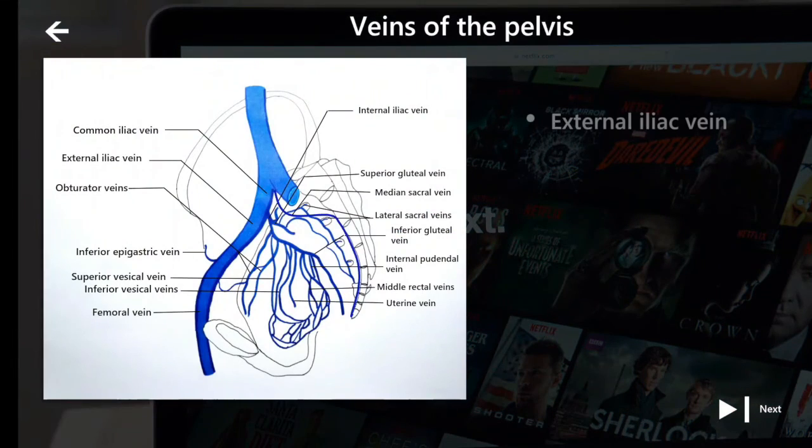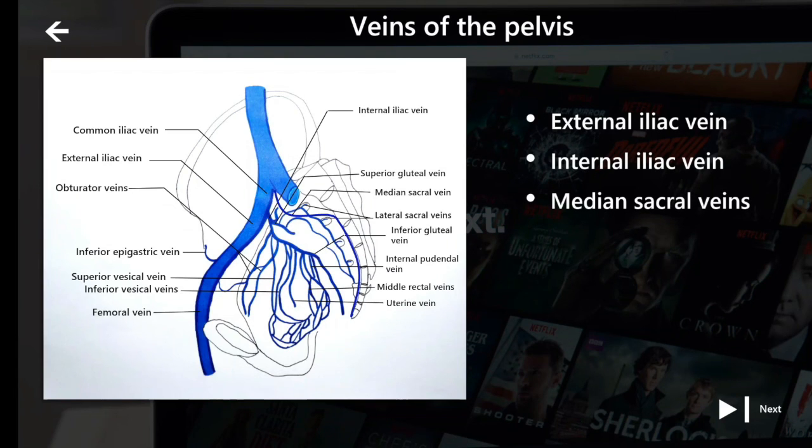Veins of the pelvis: external iliac vein, internal iliac vein, and median sacral vein. The external iliac vein begins behind the inguinal ligament as a continuation of the femoral vein. It runs along the medial side of the corresponding artery and joins the internal iliac vein to form the common iliac vein. It receives the inferior epigastric and deep circumflex iliac veins.